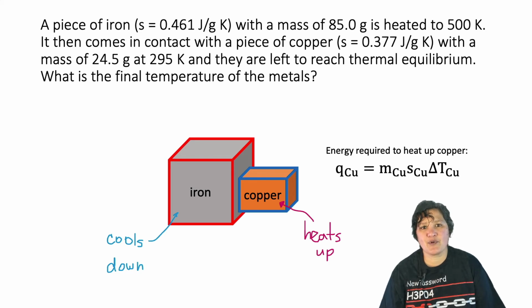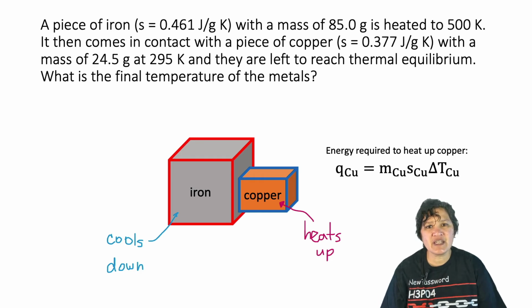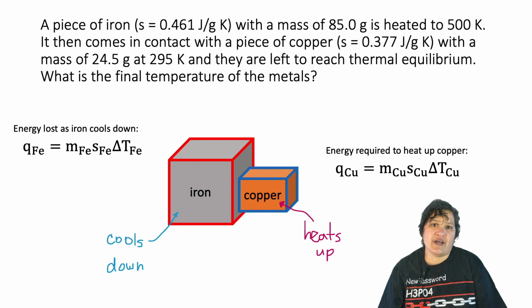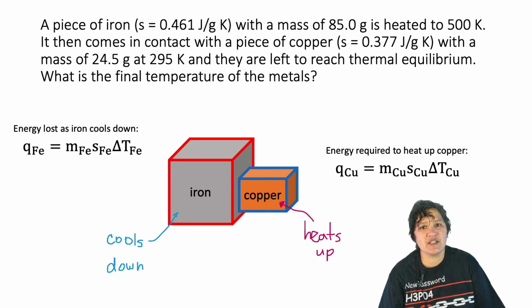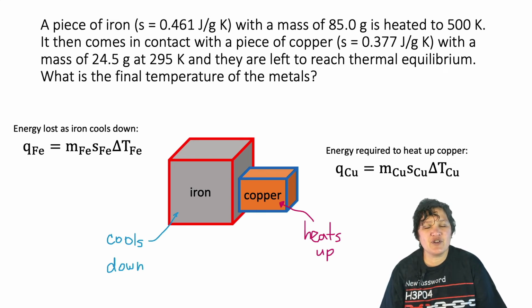The mass of copper, the specific heat of copper, the amount the temperature of copper changes. The second thing that's happening is that the iron is cooling down. What that means in thermal terms is that it's losing heat energy. How much energy is it losing? Well, that is also determined by the specific heat equation. This time I've used a subscript of Fe to indicate that this is the mass of iron, etc.